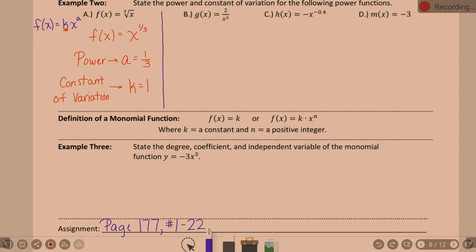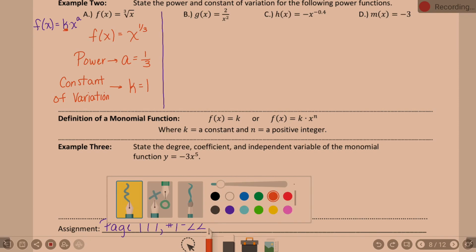Let's look at B. G of x equals 2 over x squared. We need a power and a constant of variation. Thoughts on the power? Is a equal to 2?